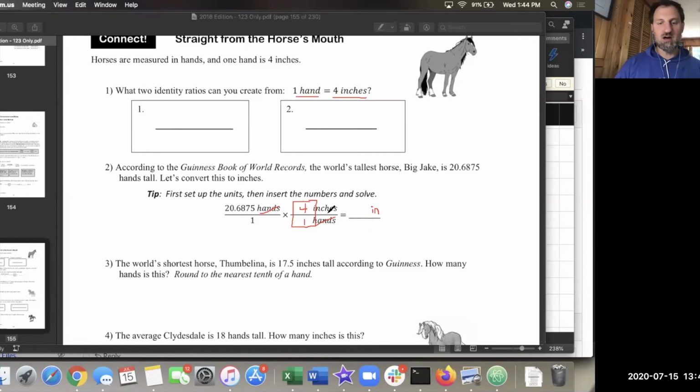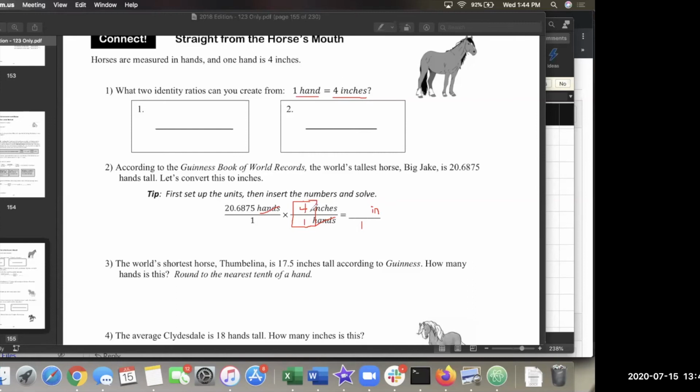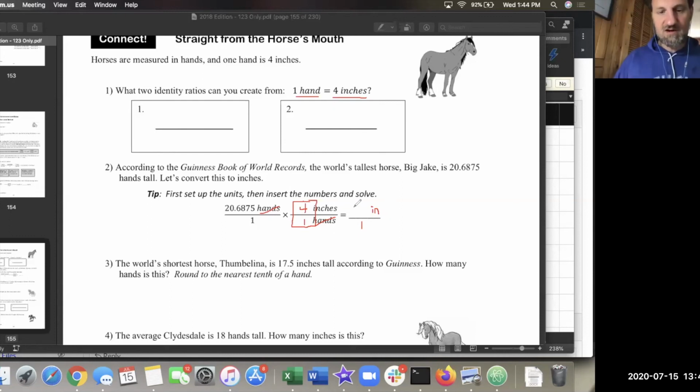At this point, I'm done thinking about the words and I can focus just on the numbers. When I multiply fractions, I multiply across. So 4 times this and 1 times 1. I know the bottom is 1. I think the top is, well, somebody can do it for me. What's 4 times 20.6875? 82.75.